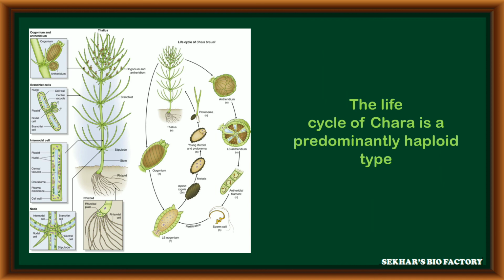In the life cycle of Chara, it is predominantly haploid. Except for the zygote, all the remaining phases are present in haploid condition. Such a type of life cycle is called a haploid life cycle.